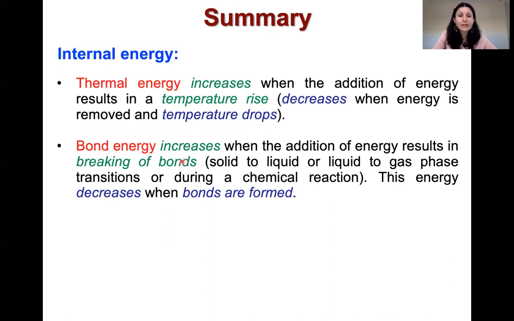We also learned about bond energy. Bond energy increases when bonds are being broken, so when the addition of energy results in breaking of bonds, in the case of melting, for example, or vaporizing. Bond energy decreases when it results in forming of bonds, in the example of freezing or condensing. But we also can use the idea of bond energy and this conservation of energy idea, and apply it to chemical reactions. You'll see some such examples in discussion lab.